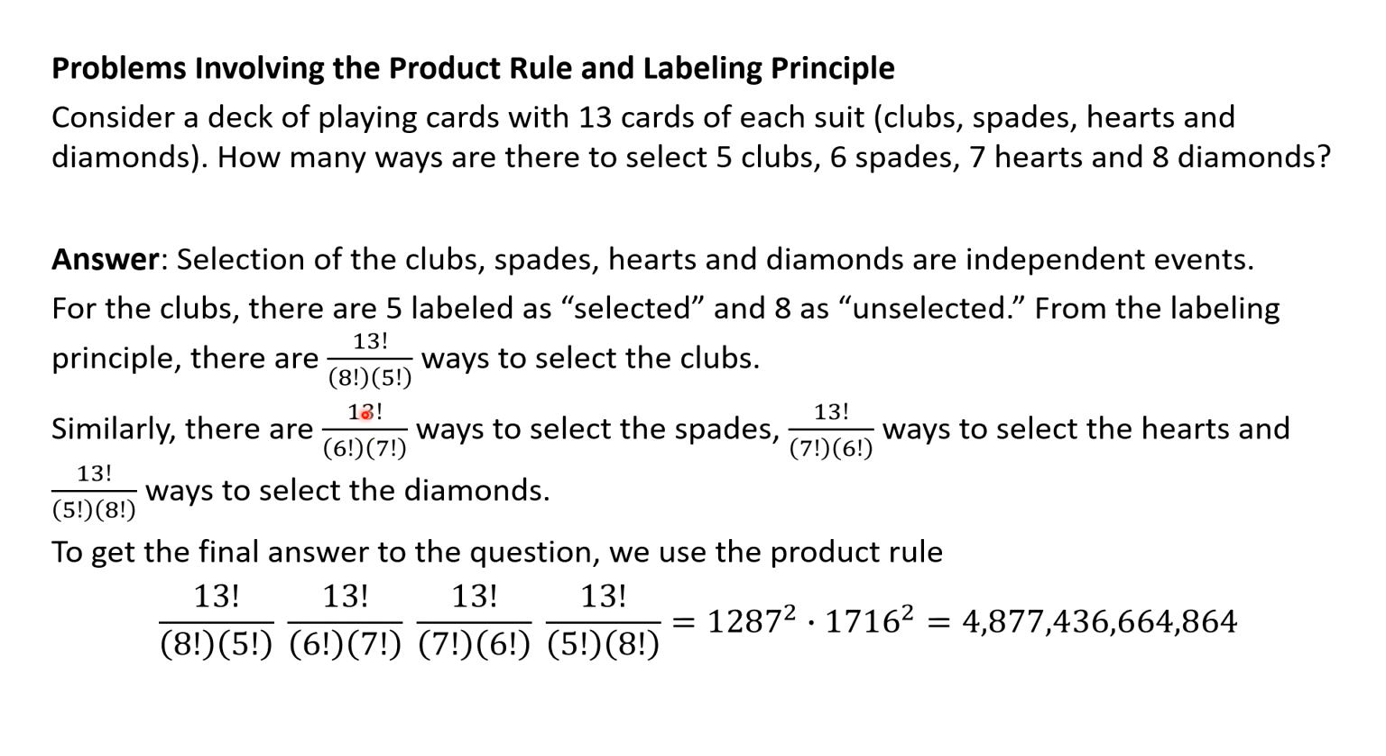Then we go to the spades, so we get 13, and we mark the 6 of them as selected and 7 as unselected. Then for the hearts, we have 7 selected, 6 unselected, so we have this number. And then finally, the diamonds, we have 5 selected and 8 unselected. And so in order to get the total number of ways of getting 5 clubs, 6 spades, 7 hearts, and 8 diamonds, we need to multiply these 4 things together, which I've done here. And then there's some cancellation and so forth. And I got it down to this number here, which is quite big.